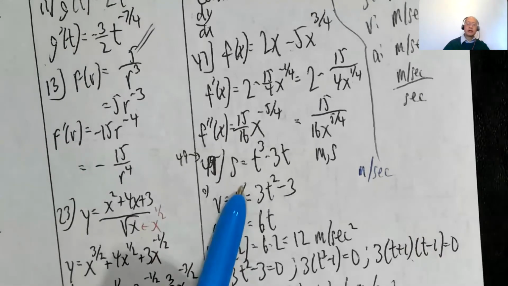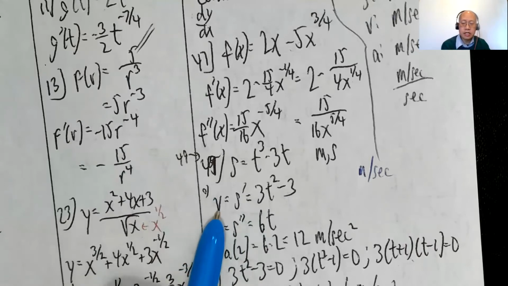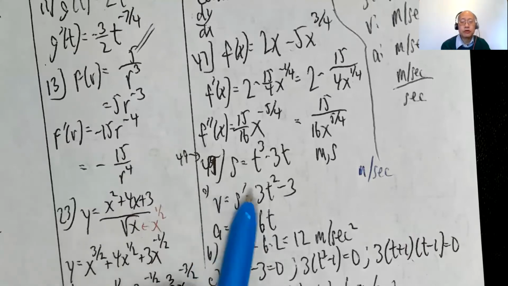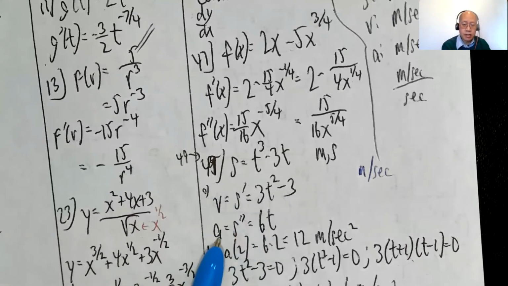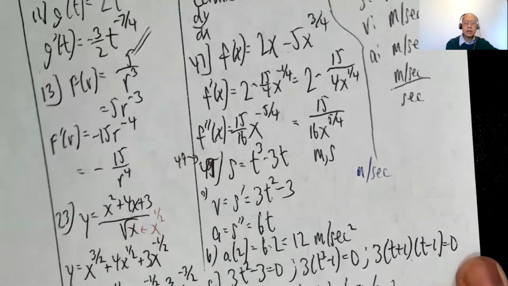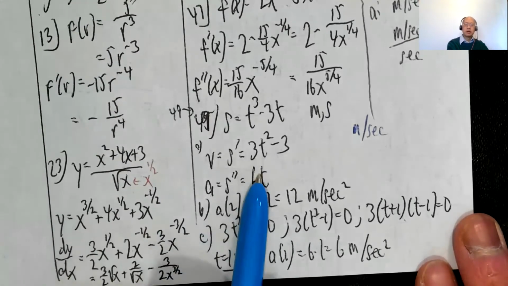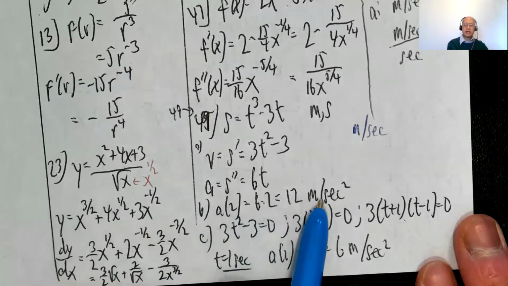Okay, 49. If you're given a distance function, the first derivative is velocity, the second derivative is acceleration. And you physics people may have already heard that before. So the first derivative is 3t squared minus 3, the second derivative is 6t. Okay, part B, they ask for the acceleration at time t equals 2. Plug in 2, 12 meters per second squared.